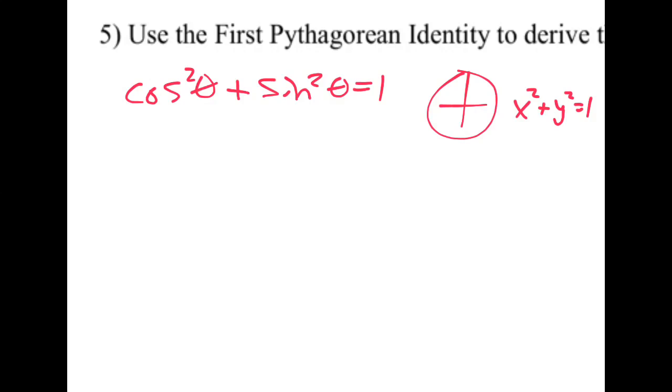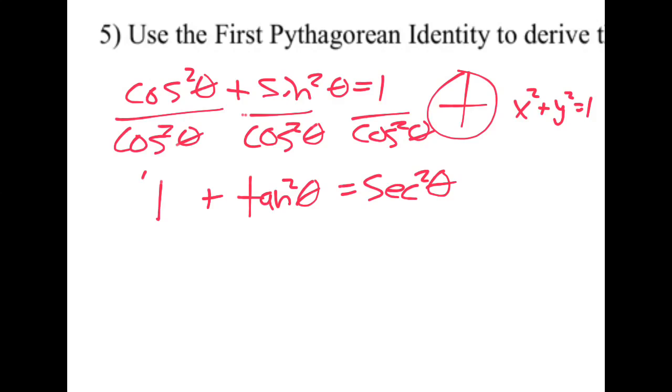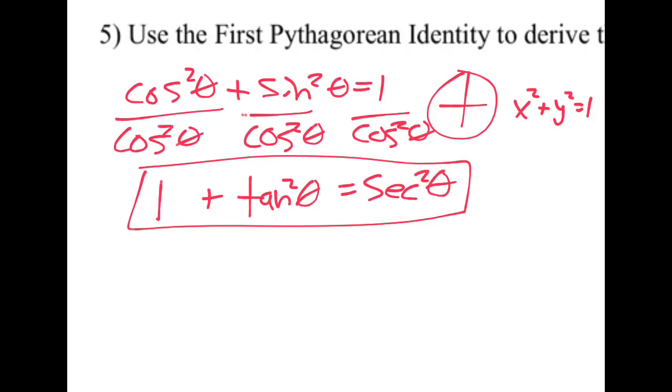Okay, well, the other two come super easily. Divide everything by cosine squared theta. And we get cosine squared theta over cosine squared theta equals 1, plus sine squared theta over cosine squared theta equals tan squared theta, equals 1 over cosine squared theta, which is the same as secant squared theta. So there's our second identity.